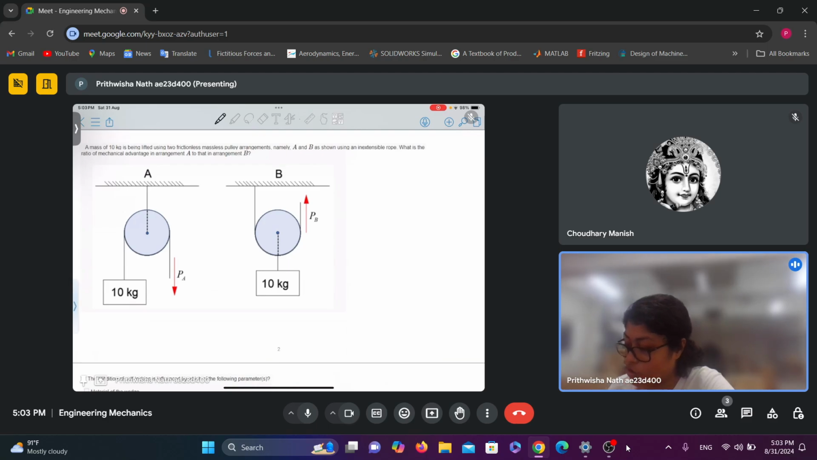A mass of 10 kg is being lifted using two frictionless massless pulley arrangements, namely A and B as shown, using an inextensible rope. What is the ratio of mechanical advantage in arrangement A to that in arrangement B? So can you try solving this question?